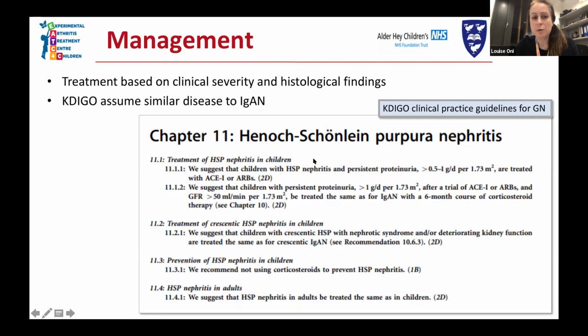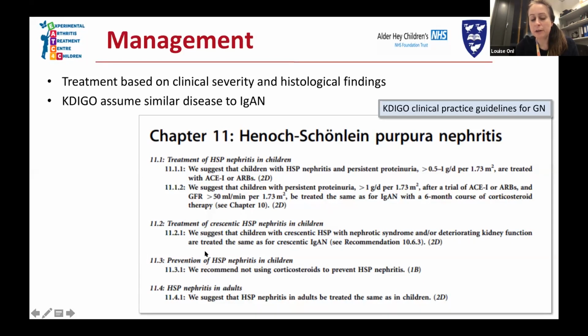When KDIGO published their clinical practice guidelines on glomerulonephritis, we saw that they suggested for Henoch-Schönlein purpura that treatment started with angiotensin receptor inhibitors or angiotensin receptor blockers, and they suggested a trial of ACE inhibition followed by corticosteroids if they hadn't been effective. For crescentic disease, they suggested treatment very similar to IgA nephropathy, and that predominantly used intravenous cyclophosphamide.